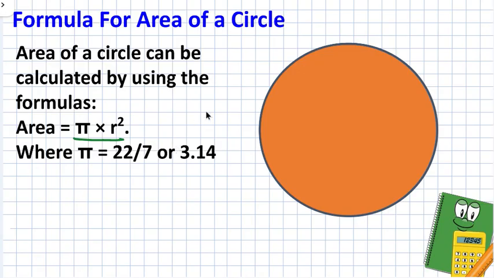Let's take a look at some examples. I want you to memorize this formula very well before we look at the examples. So we have pi times r squared, and your r squared is equal to r times r. So take note of that. The value of pi is equal to 22/7 or 3.14. Anywhere you see pi, we are going to be using 22/7.